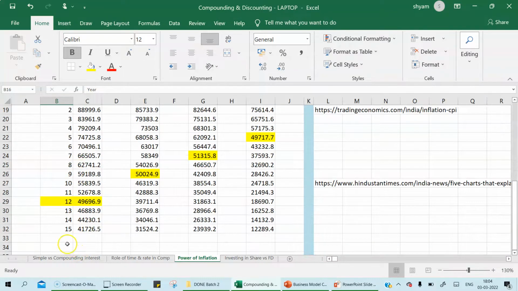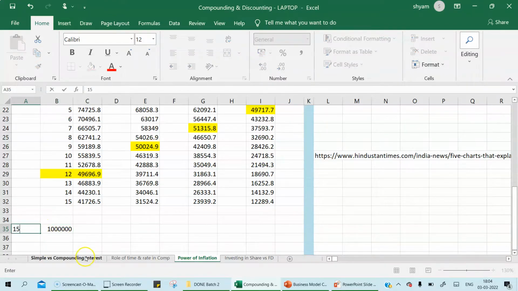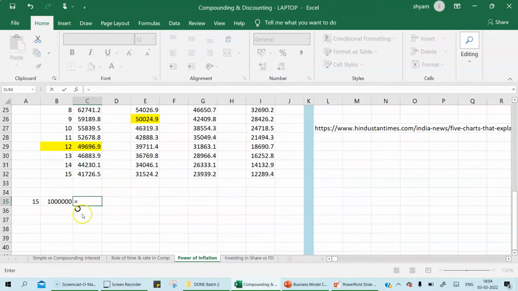Assume that some insurance scheme says that they will pay you 10 lakh rupees in 15 years' time. Let's see its worth. Its worth, at a 6% inflation rate, will not be 10 lakhs. It will be somewhere like this.